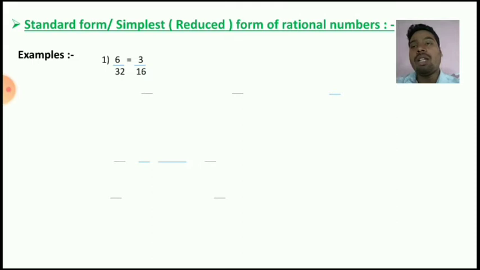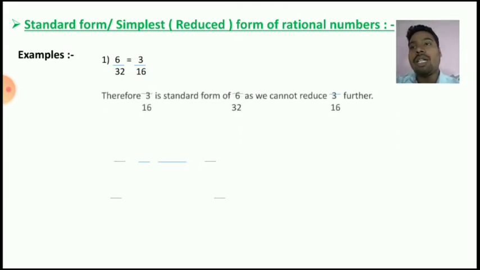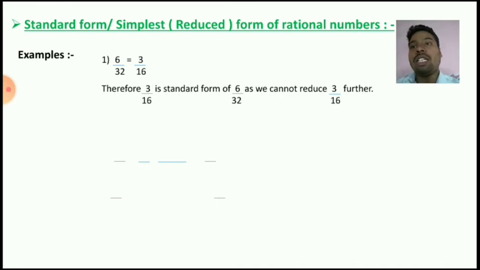I cannot divide 3 by 16 further, because 3 divided by 16 is the standard form for 6 divided by 32. Therefore 3 divided by 16 is the standard form of 6 divided by 32, as 3 divided by 16 cannot be reduced further. 3 and 16 do not have any common factor other than 1, so it is the standard form for 6 divided by 32.